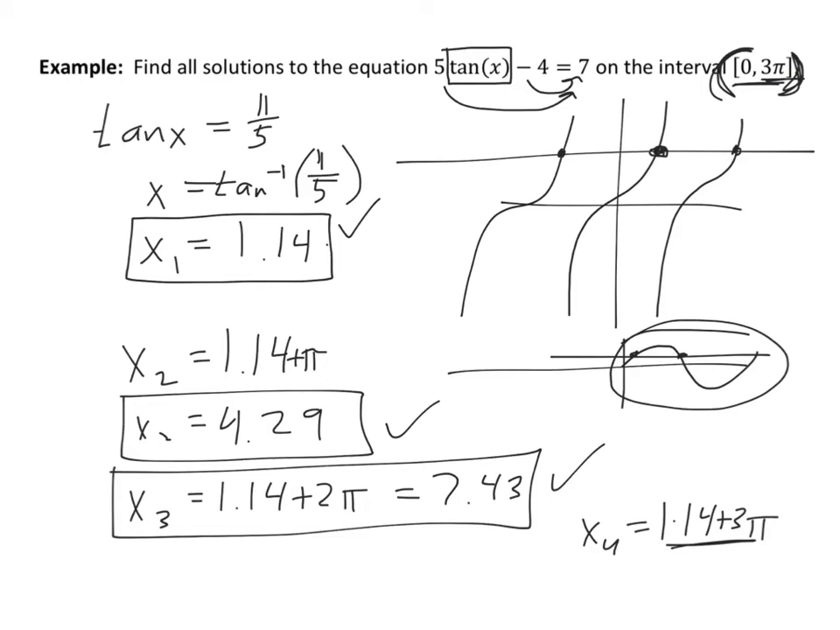Some students find solving trigonometric equations to be a really scary process, but I think if we follow this sort of 3-step process of finding the primary solution, if necessary, finding the secondary solution, and then adding and subtracting the period length, it really doesn't end up being a very scary process.